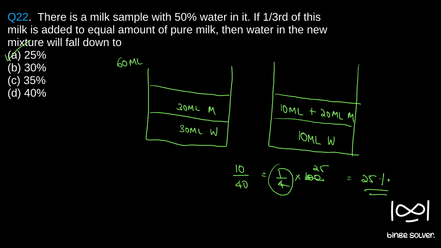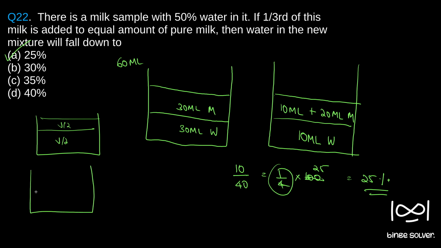So just a quick note, if we had taken the initial volume as V, what would have happened? We will get V by 2, V by 2. Further, we take 1/3 of that into a new bowl, then that becomes 1/3 of V by 2, that becomes V by 6 water and V by 6 milk. And now V by 6 plus V by 6 is 2V by 6, that is V by 3. V by 3 milk was added. So total will become V by 6 plus V by 6 plus V by 3.